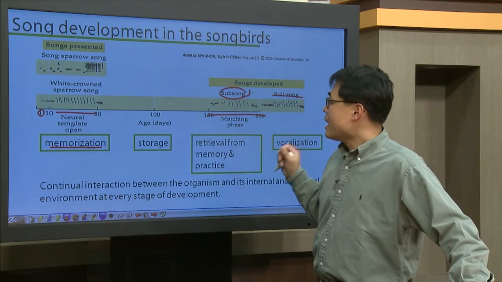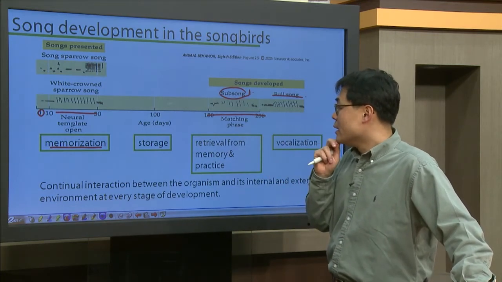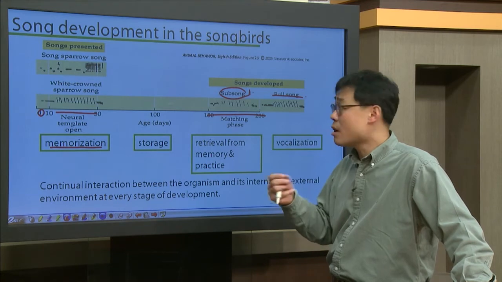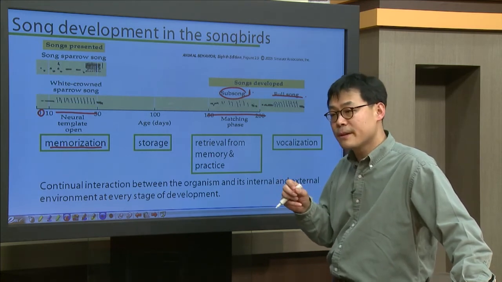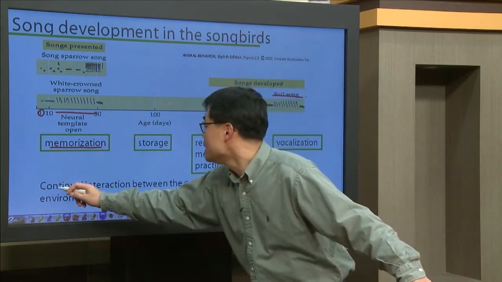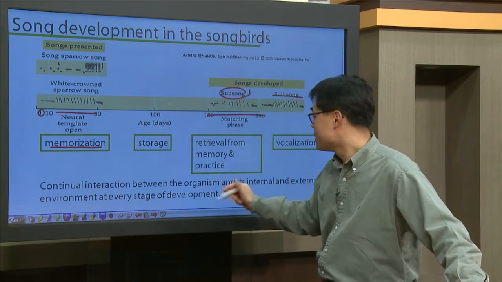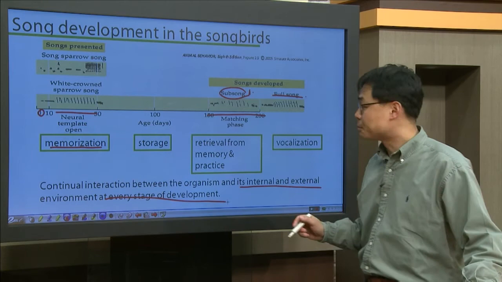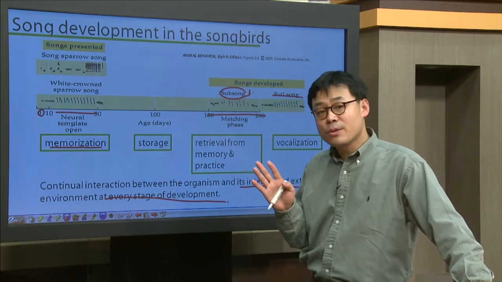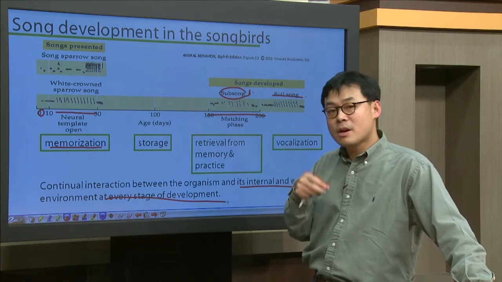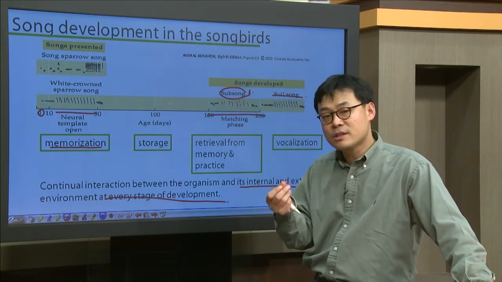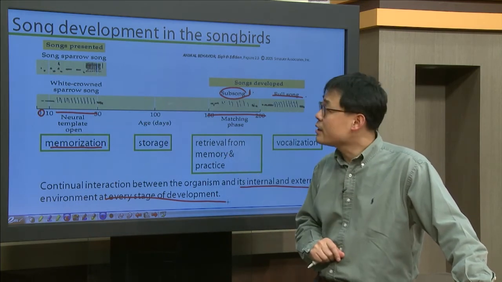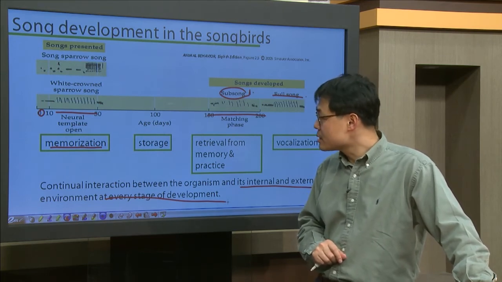So here, now we know that these white-crowned sparrows, if they want to sing a complete song, there's some proper song development in this bird species. You need some continual interaction between the organism, the bird, and its internal and external environment at every stage of development here. So it's basically the same story from the previous class. For a proper behavioral development, you need both genes and environment. They need to interact with each other properly. It's the same thing again here in the song learning of the songbirds.